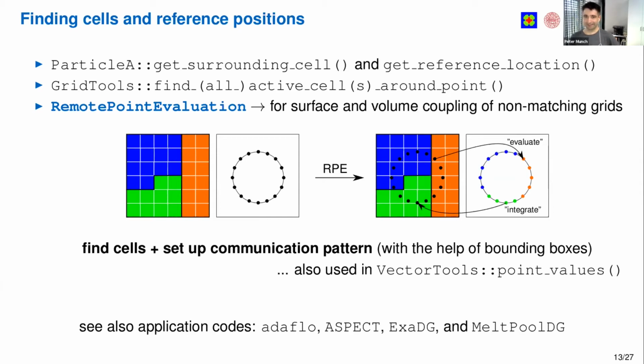It also sets up on the way a communication pattern. So for example, we have a mesh like here, which is distributed to 3 processes, and we want to evaluate our solution at these points. And this remote point evaluation does more or less the work for you by sending the points to the right process and setting up the communication pattern so that you know from where you have to receive the information. And it's also responsible for sorting the data in the right order. Okay, so much for this.